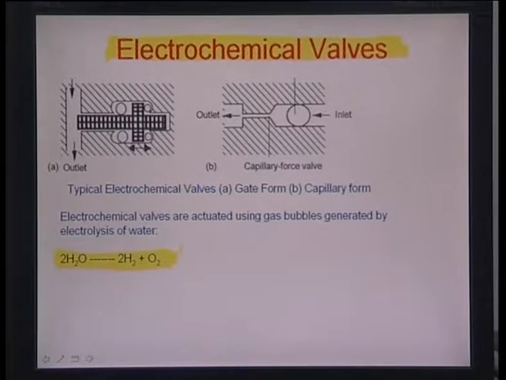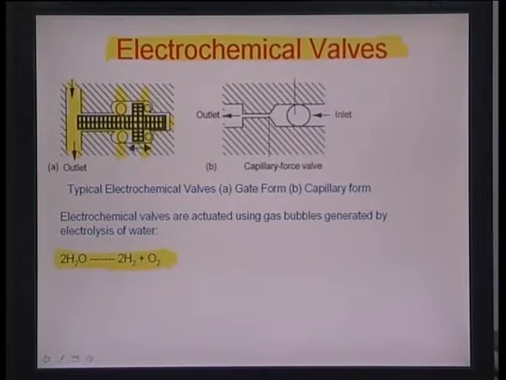H2O is electrochemically converted into hydrogen and oxygen, and if you look at the overall architecture of the system, this is the outlet of a micro pipe, and this is a gating device here. And essentially there are 4 electrodes in this region, this region, this region and this region, and these electrodes pump in electrons so that bubbles get formed.